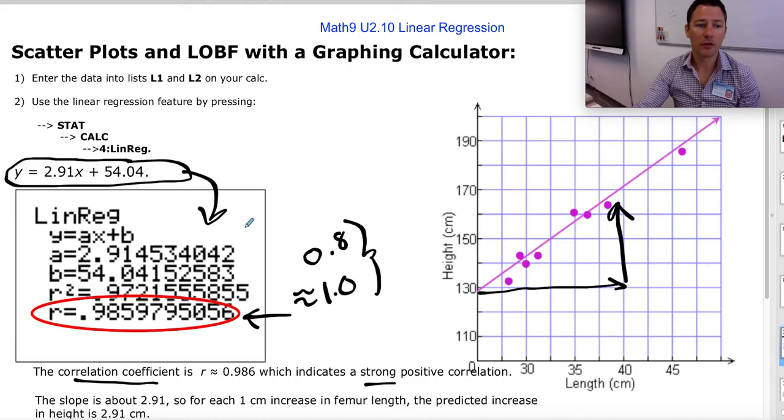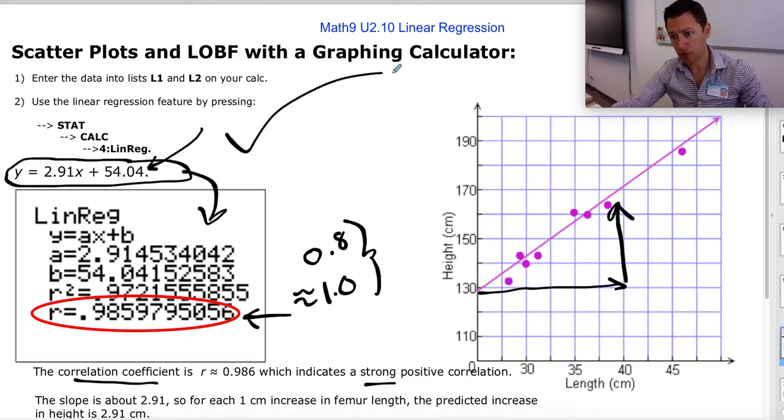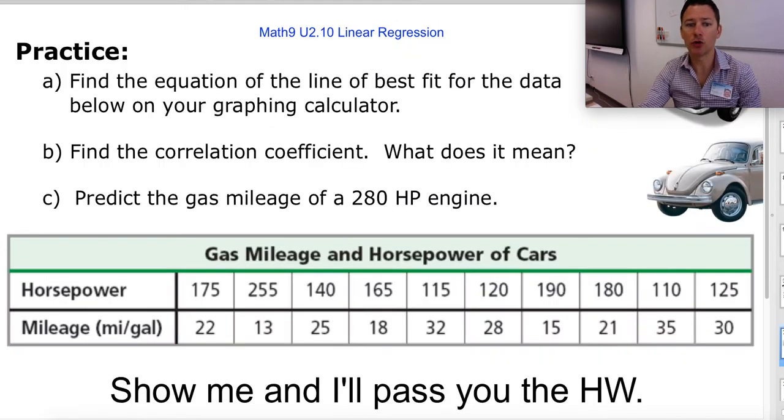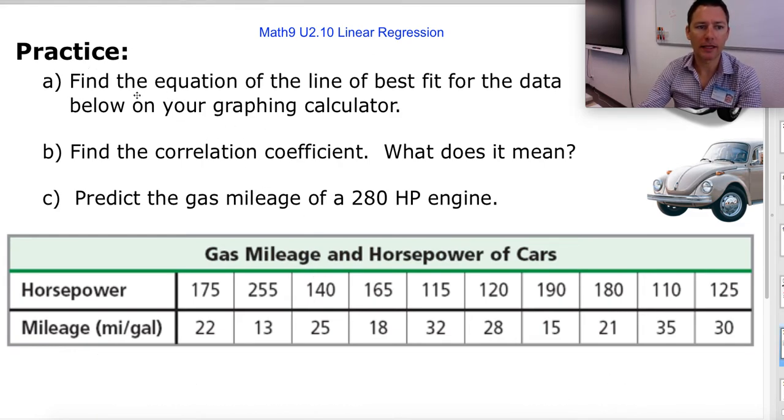Yeah, great. So we've got our equation. Bam, it's there. We're done. Right. What I'd like you to try is do the same thing with different data.